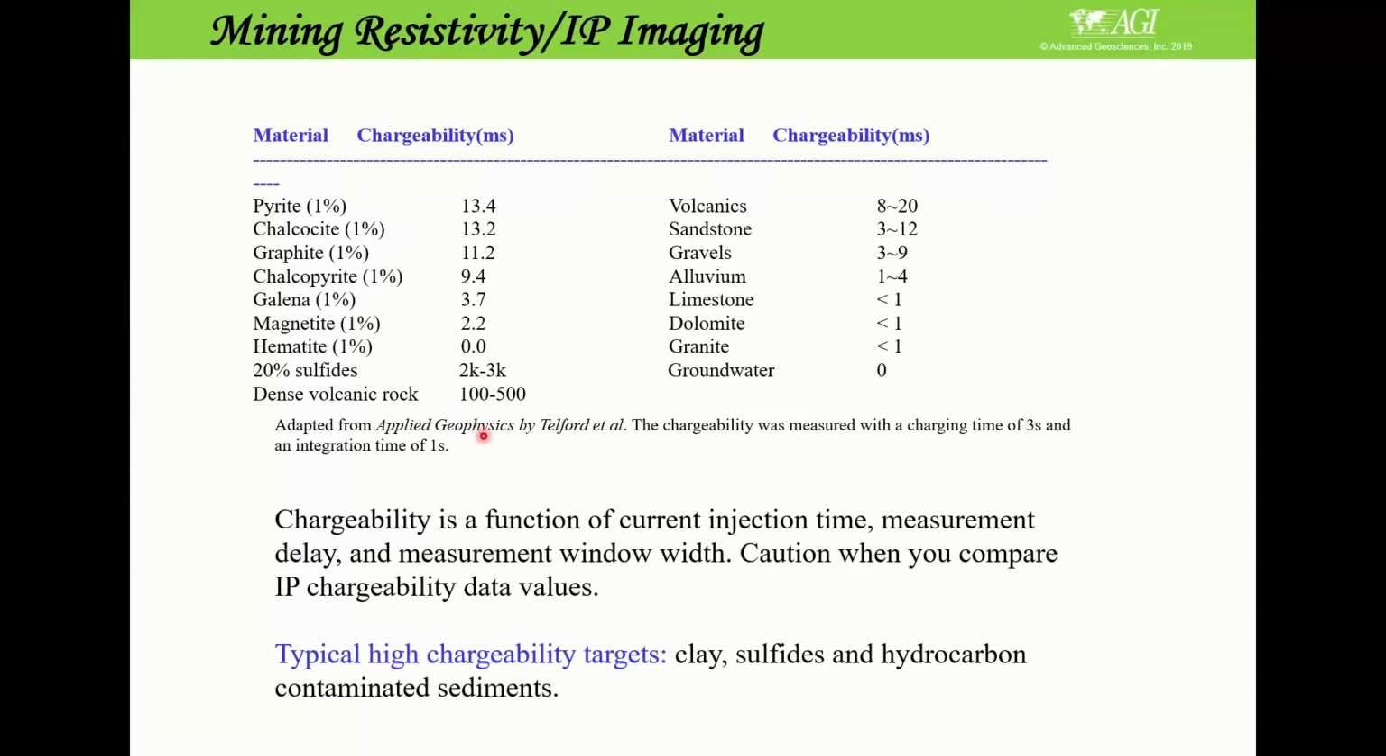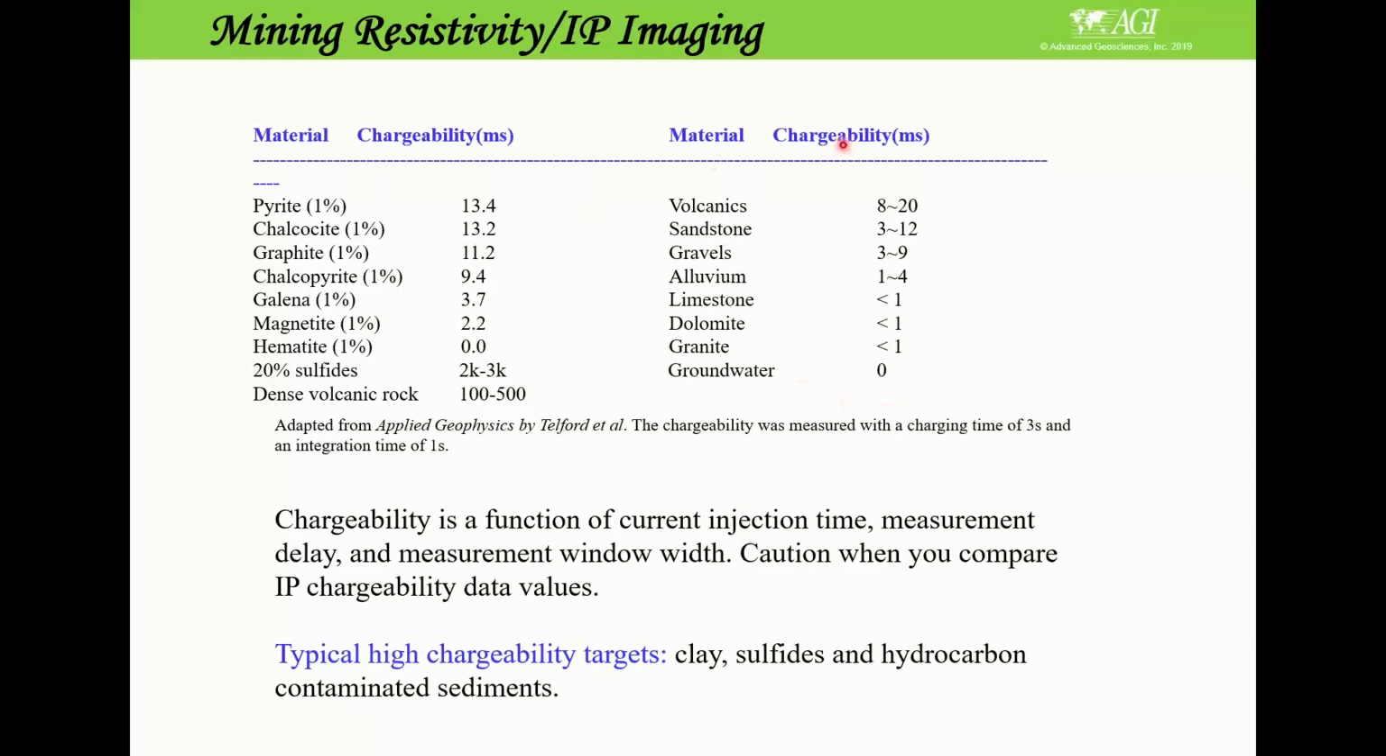Most of the time, you also work in volcanic rock areas for resistivity IP investigation and mining investigation. You can also see high chargeability in the zone areas, typically 100 to 500 milliseconds. In less dense volcanic areas it is 8 to 20, and in sandstones 3 to 12.